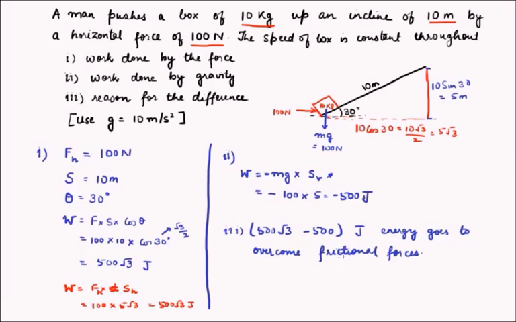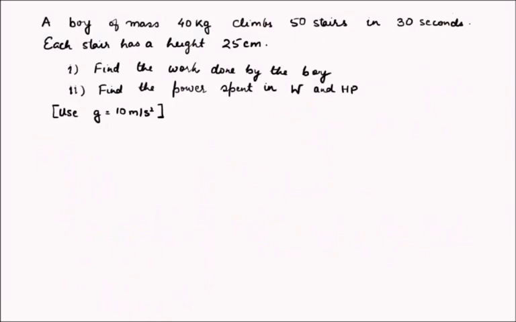Let us now do another question and see further details into power and energy. This numerical says that the mass of a boy is 40 kg, and he is climbing 50 stairs in 30 seconds. So he is going up, he's climbing the stairs, and each stair has a height of 25 centimeter. Now we have to find the work done by the boy and the power spent in watt and horsepower.